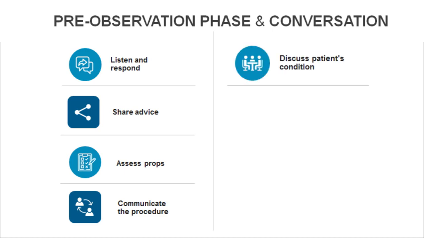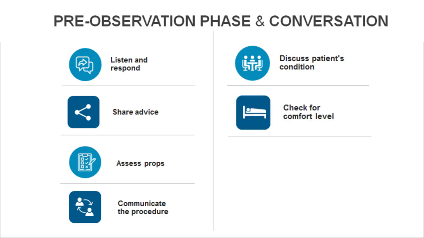Discuss the patient's condition. Also discuss the patient's condition briefly and how it's affecting them now. Check for comfort level. Ensure that you have checked that they are comfortable or if they need a positional change. Basic instructions. Before starting observations, ask them if they have rested for 20 minutes. Have they had a hot or cold drink in the past 10 minutes? And also ask them to uncross their legs as it affects BP reading.